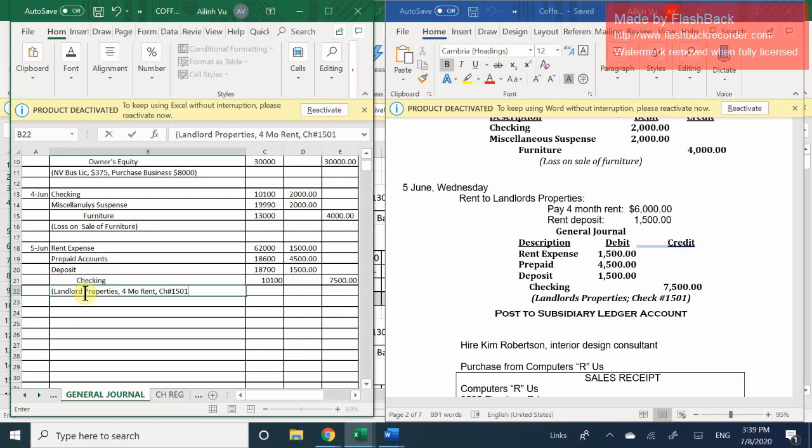1501. Okay? Now in this case I didn't indicate what I did, but that's okay. Again, I can modify it because I'm the accountant. So I'm telling you, I want you to change it. I want you to put 4 months rent, and I wrote it with check number 1501. That's in our remarks, okay.